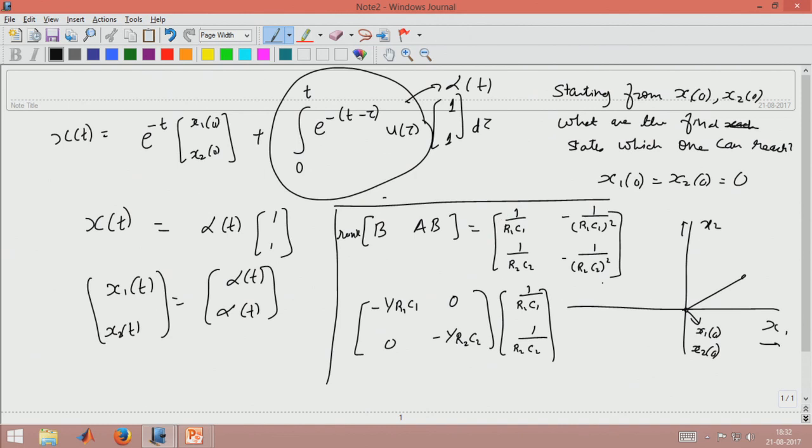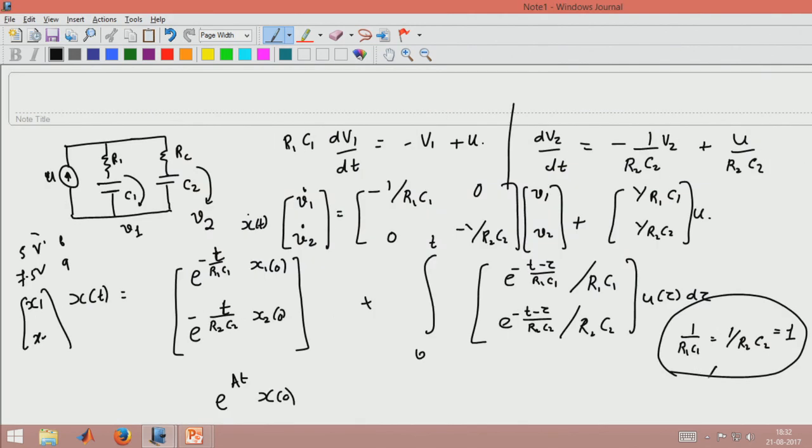So, the rank of this should be 2, which means I look at the determinant, and it says minus 1 over R1 C1, 1 over R2 C2 square, plus 1 over R1 C1 square, R2 C2, this should not be 0. Then this is full rank. And you see in the special case when everything becomes 1, it goes to 0. So, it loses controllability. For all other values apart from this one, I can get to a configuration like V1 at 5, V2 at 7.5 and so on. But for some particular values of R1, C1, R2, C2, the system is not controllable.